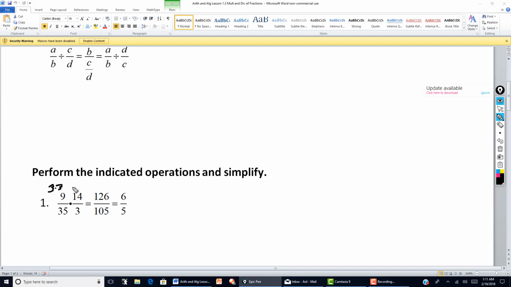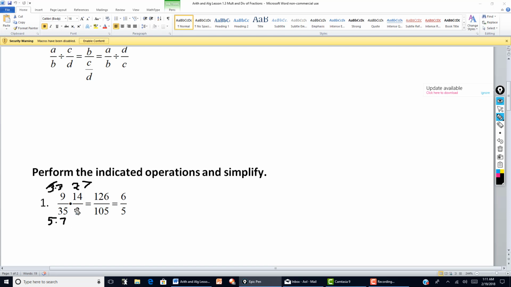The 14 I would write as 2 times 7. Okay, remember we went into prime factorization in an earlier video. The 35 I would write as 5 times 7. And then you're allowed to cancel one factor on top with the same factor in the denominator.